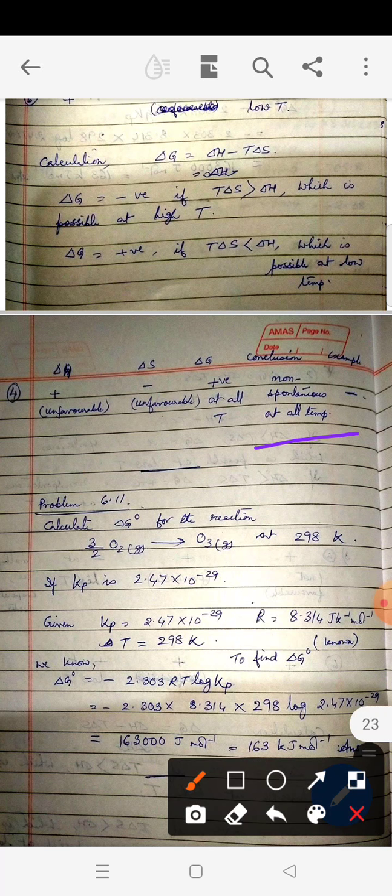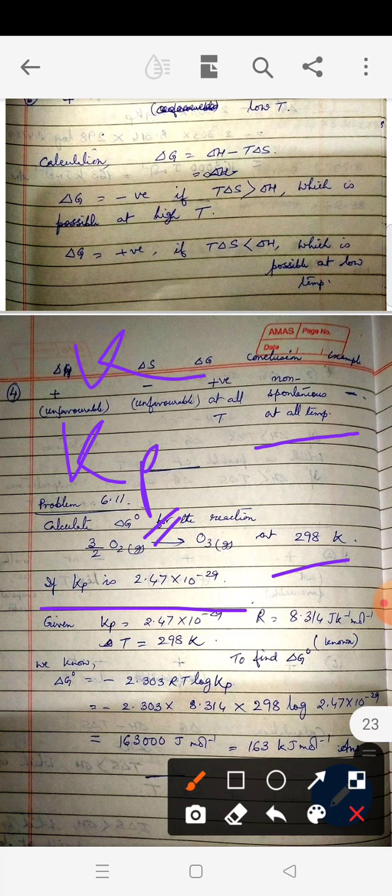Let us work out one numerical from your textbook. Calculate delta G naught for the reaction 3/2 oxygen converted to ozone at 298 Kelvin if Kp value is 2.47 into 10 to the power minus 29. Now Kp means when you are measuring equilibrium constant K in terms of pressure instead of concentration, you are using the pressure term. Now let us check. The formula remains the same, delta G naught equal to minus 2.303 RT log Kp.